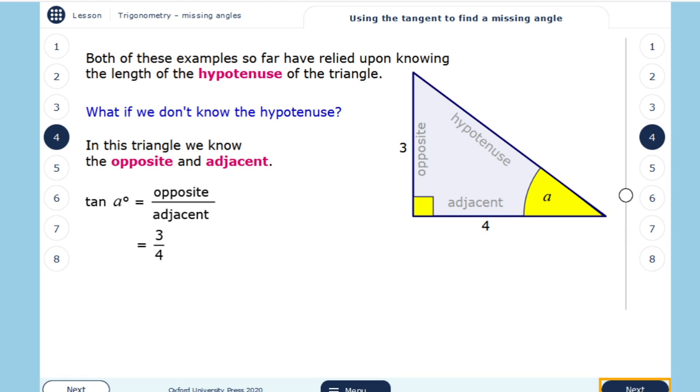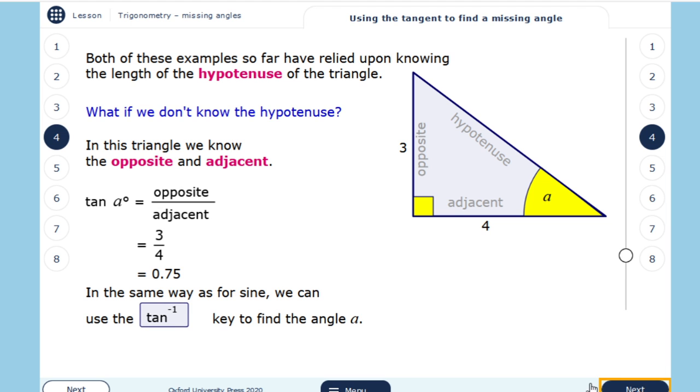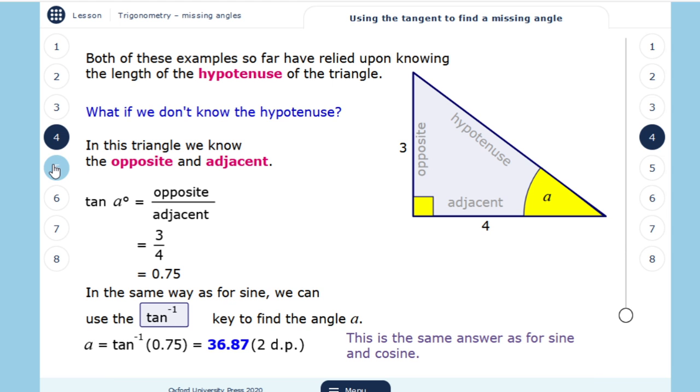But let's see with the tan, 3 over 4, which is 0.75, and if I use the inverse, I can find my angle.